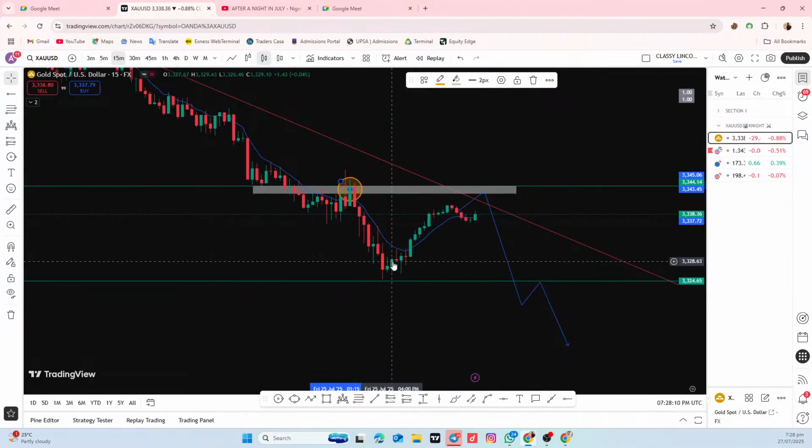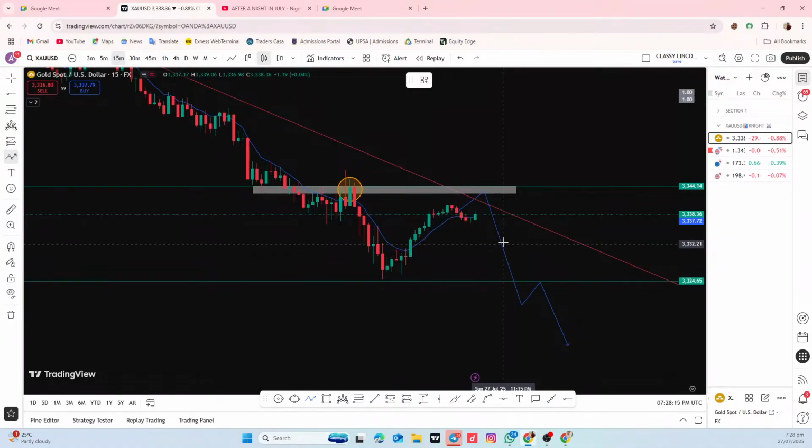So if price is able to break this high, that is a very nice opportunity for us to look for more buys, right? But as it stands now, price hasn't taken that high. So we are looking for sales on gold. Last week, I said it happened. I don't want you guys to be missing out this week too. So gold, if price is able to break this high, we're looking for more buys.